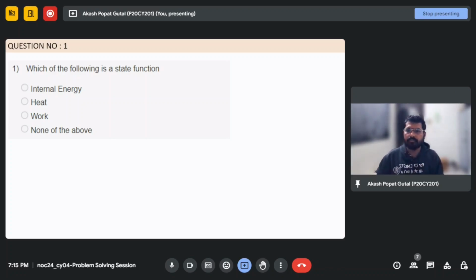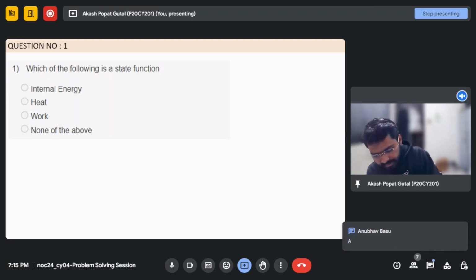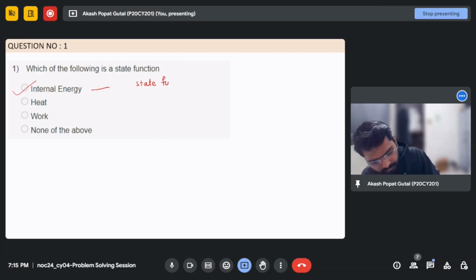Sir, internal energy is a state function. Yeah, right. So internal energy is actually a state function. It's because its value only depends upon the state of the system. And the other two, heat and work, these actually vary.